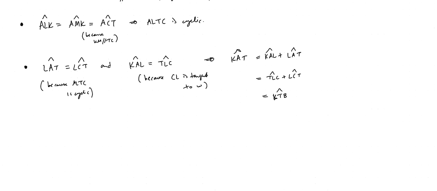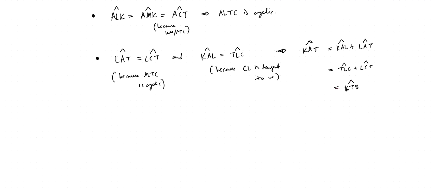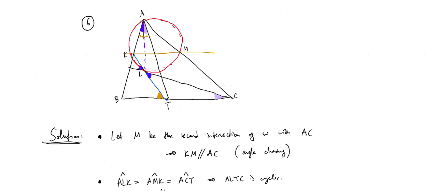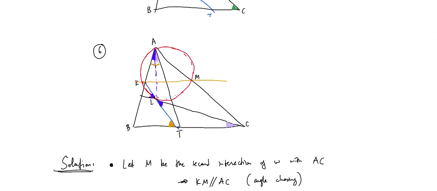Okay, now how is KAL equal to TLC? KAL is the angle which sees the arc KL, right? In the red circle. So you can move it to point L. You can move the base point to point L. Then it will be the angle between KL and the tangent line.